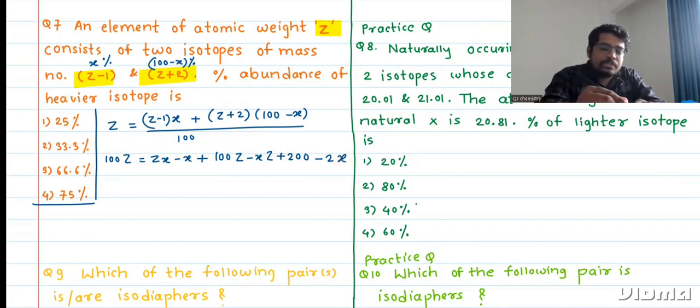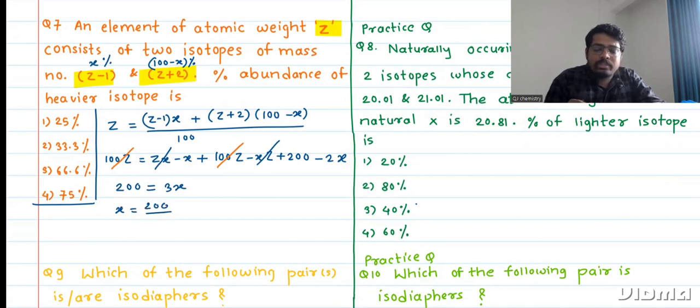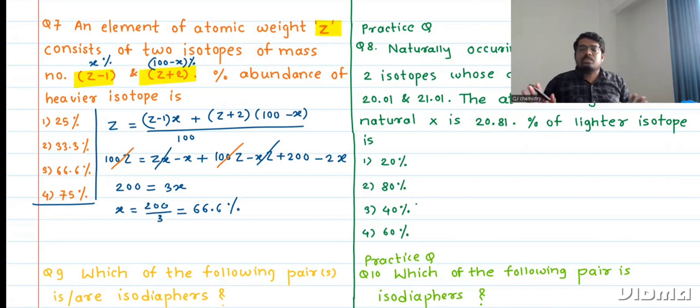Okay, now here 100Z will get cancelled, and Xz and minus Xz will get cancelled. So the remaining terms: 200 is equal to 3x. So x is equal to 200 divided by 3, which is equal to 66.6 percent.